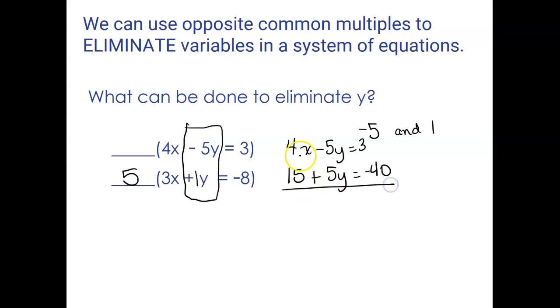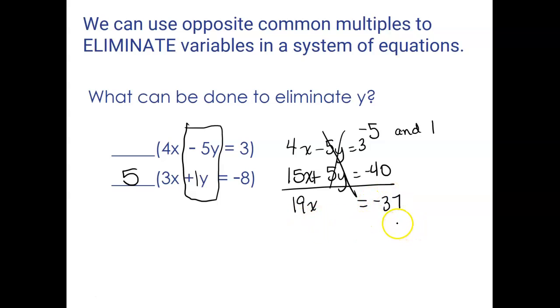And watch what happens. I can't solve these equations because they both have an x and a y. But when I add these, that makes 19x. The negative 5y and the positive 5y cancel, and 3 and negative 40 equals negative 37.